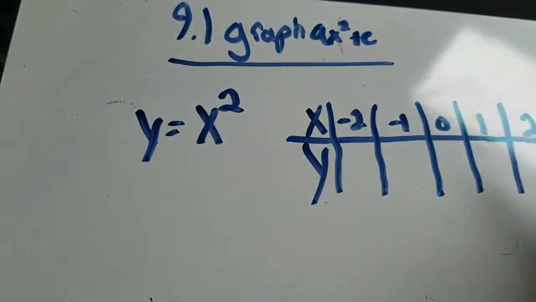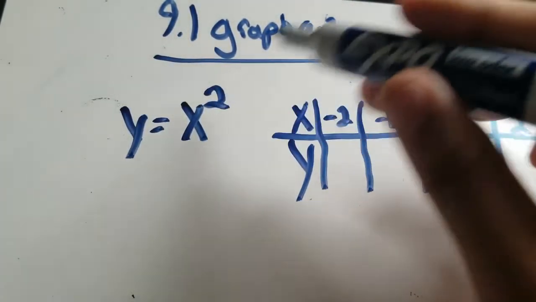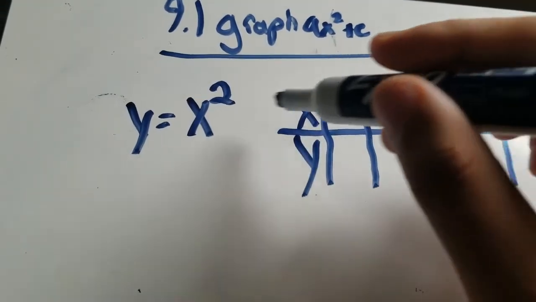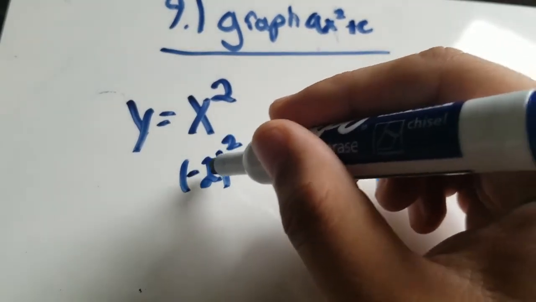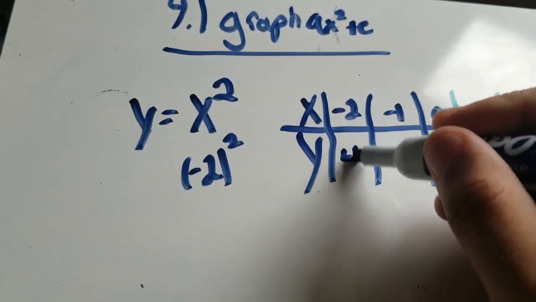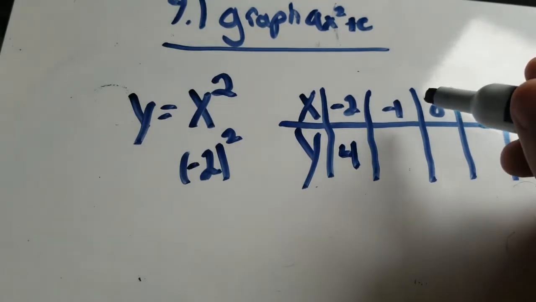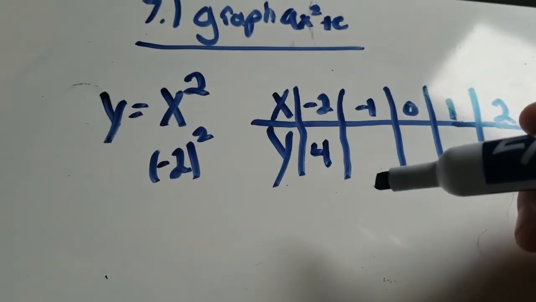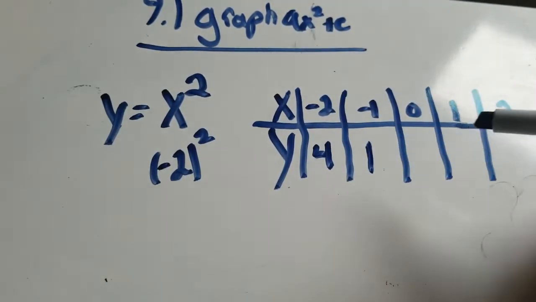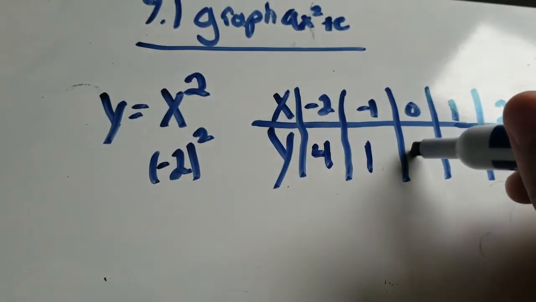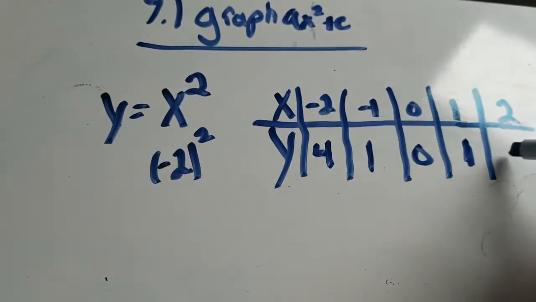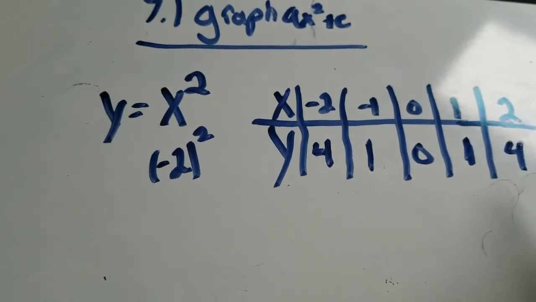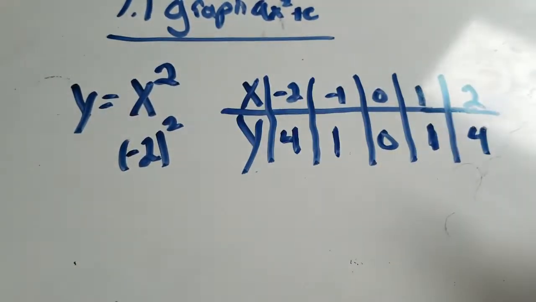So this is y equals x squared. We plug in our x's to get our y values. First let's plug in -2. -2 squared, remember, is -2 times -2, so that's going to give me a +4. -1 squared, -1 times -1, gives me a +1. 0 times 0 gives me 0. 1 times 1 gives me 1. 2 times 2 gives me 4. So all I did is plug my x values into this table.